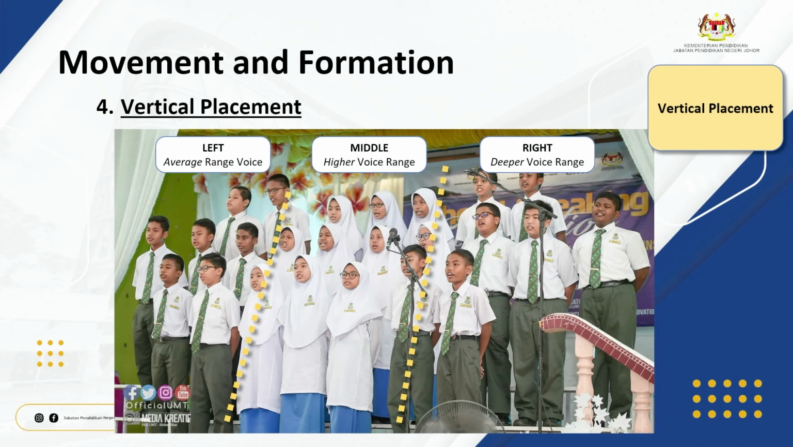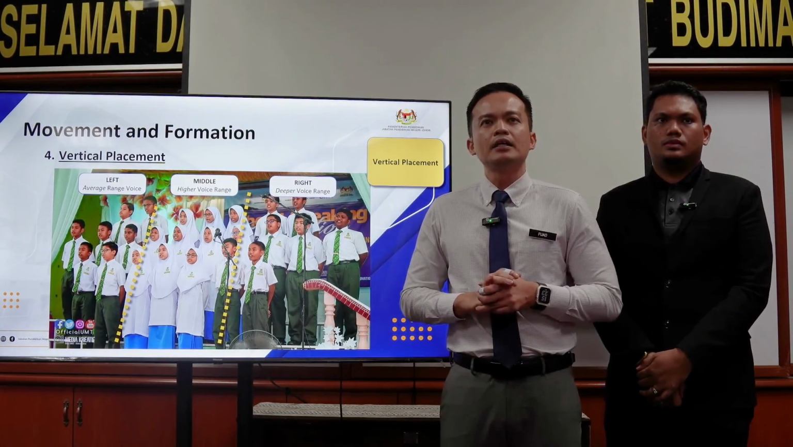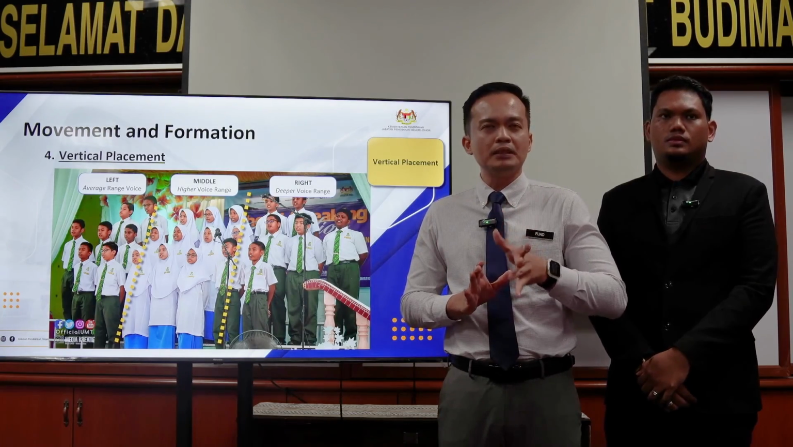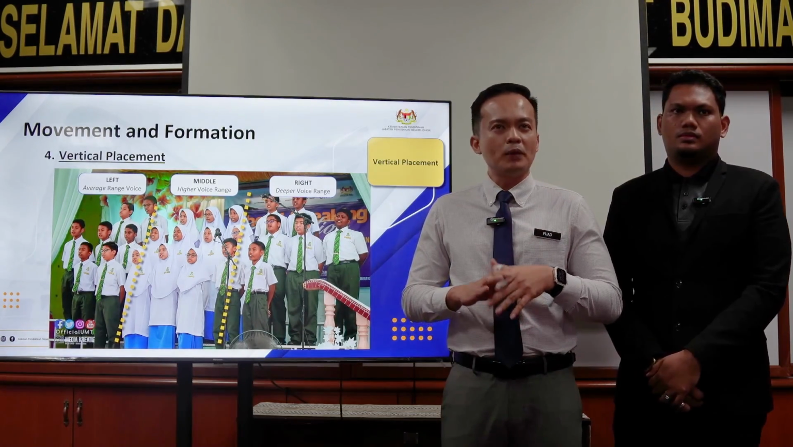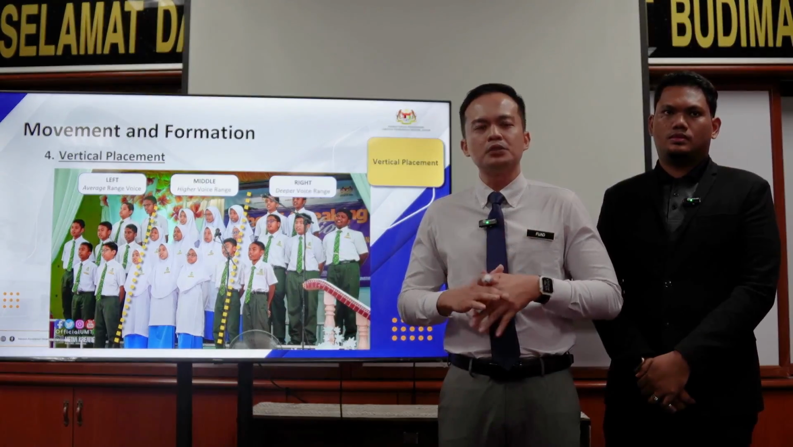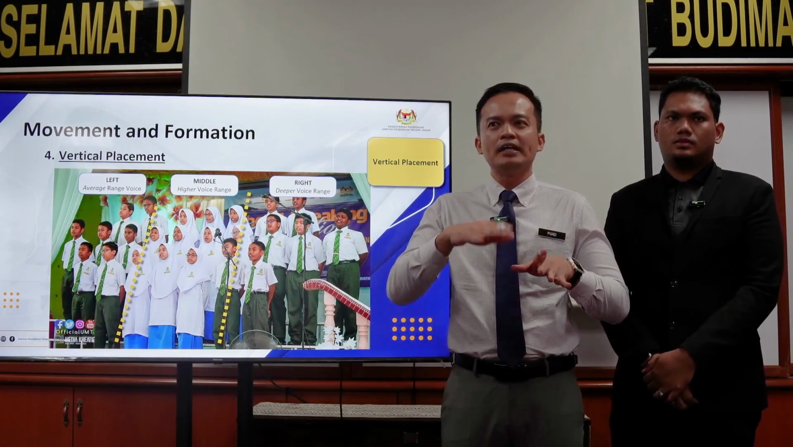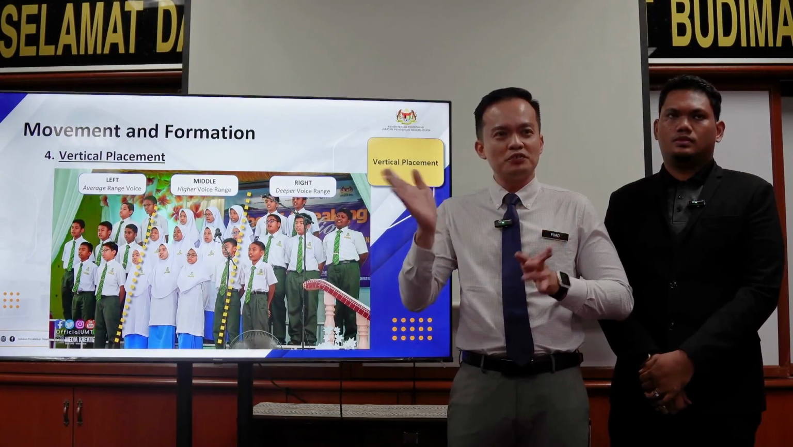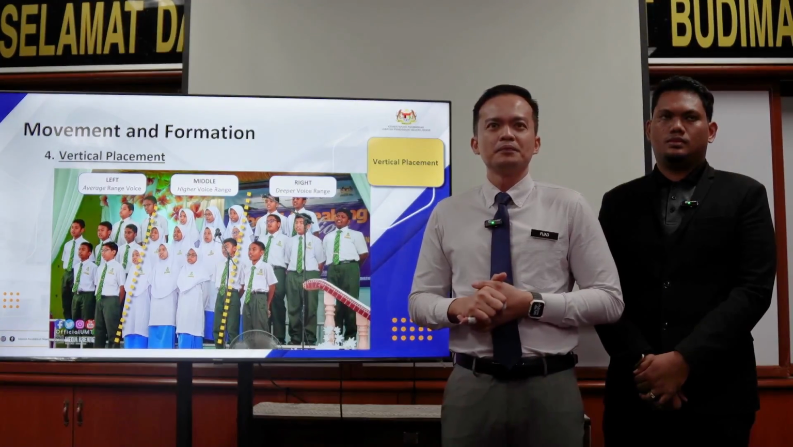Next, we have a vertical placement. Instead of tier 1, tier 2, and tier 3, we now separate into 3 sections: left, middle, and right. In the left part, we have an average vocal range, the middle part has a high vocal range, and the right part has the deeper vocal range. So when you give lines, for example, the first line is spoken by the ones in the middle, so it is a bit higher. And when you pass it to the right, it will be a little bit deeper. As the lines go on, you automatically have the movement of the speakers throughout the whole presentation.